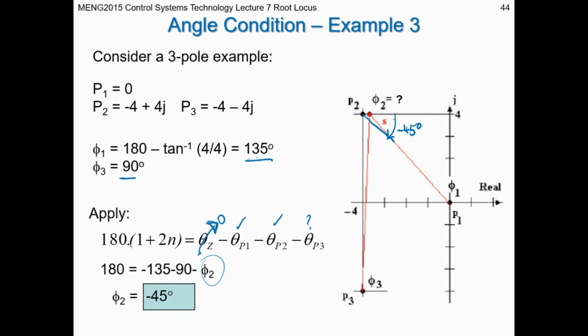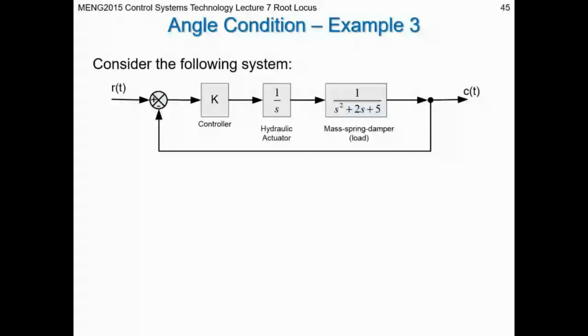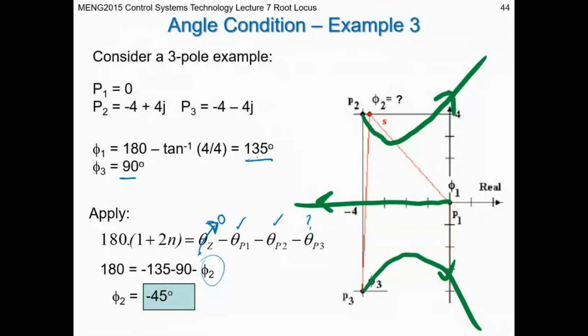Right, because for this, the positive direction is the counterclockwise direction. So we calculated the angle of emergence for this one. Now we can plot our loci. We know we've got 3 asymptotes, so our 3 loci are going off at 60, minus 60, and 180. We calculated that before, and now we know that the loci emerge at minus 45 degrees from P2 and plus 45 degrees from P3 at the bottom.